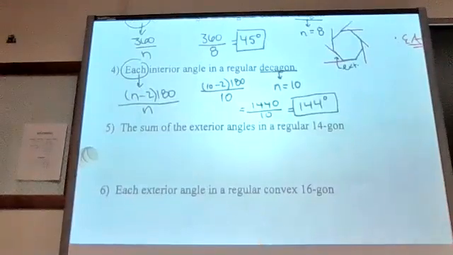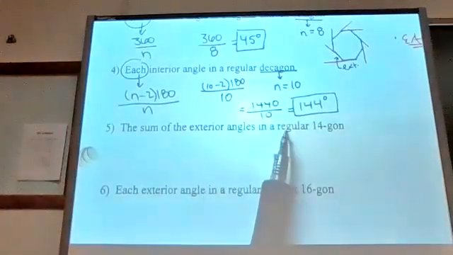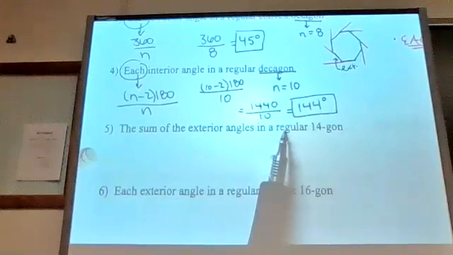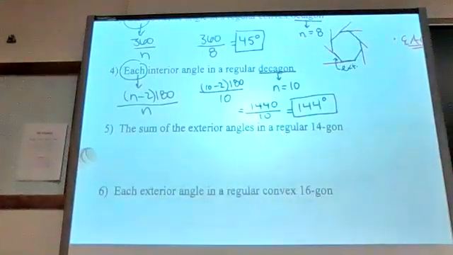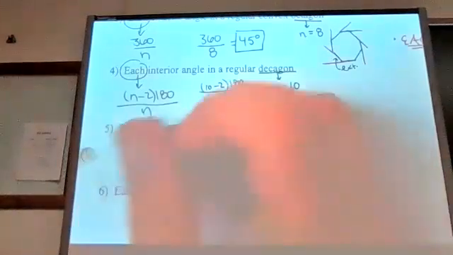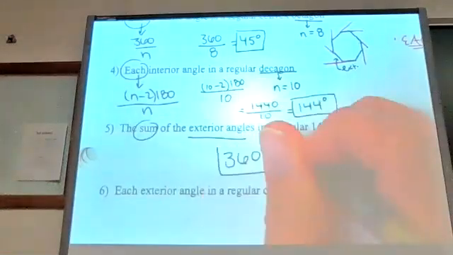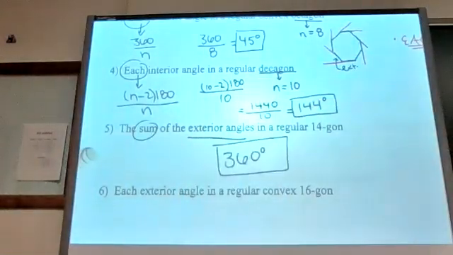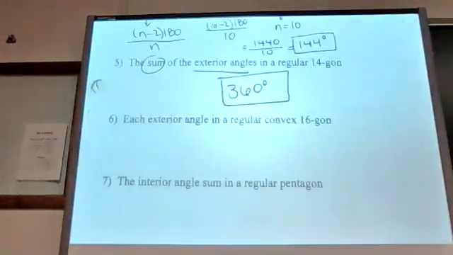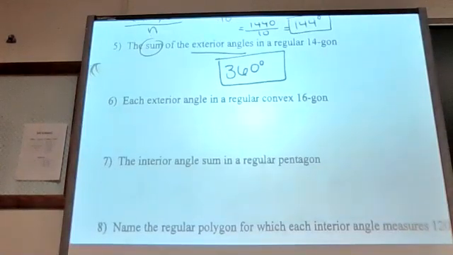Easiest question on the page. The sum of the exterior angles of a 14-gon. What is the sum of the exterior angles of a 14-gon? 360. What is the sum of the exterior angles of an octagon? 360. What is the sum of the exterior angles of a 25-gon? 360. So anytime it says the sum of the exterior angles, I just answer with, well, the sum of the exterior angles always have to add up to 360. I'm done. No math involved. I just know the answer to that. It's like a trivia question.